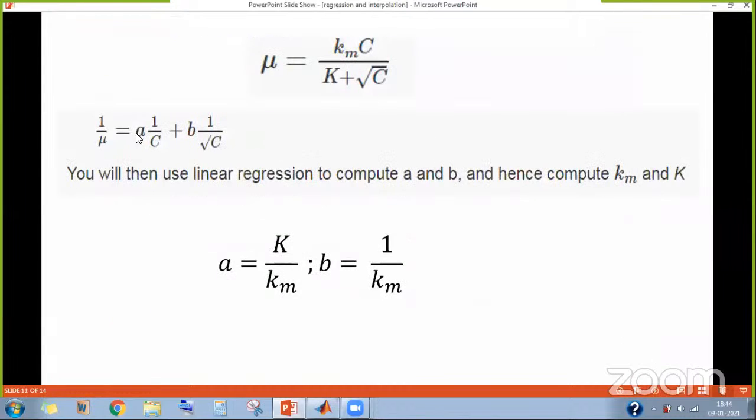But note we will be getting a and b, and from that we will have to calculate km and k. If we get b, we can calculate that km equals 1 by b, and if we get km, we already have the a value by using the multiple regression, then we will get k. So let's do this.